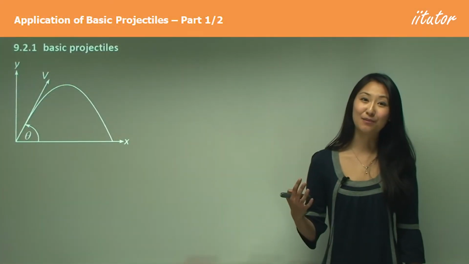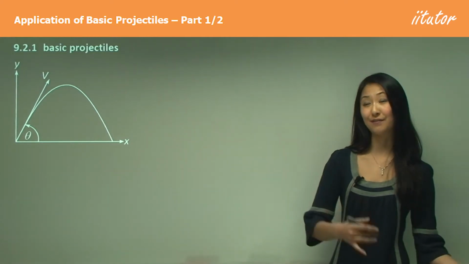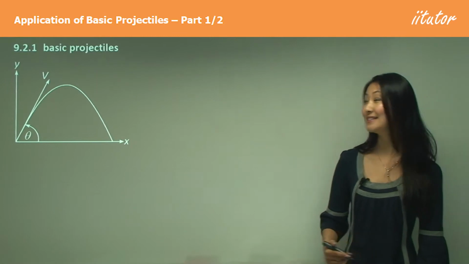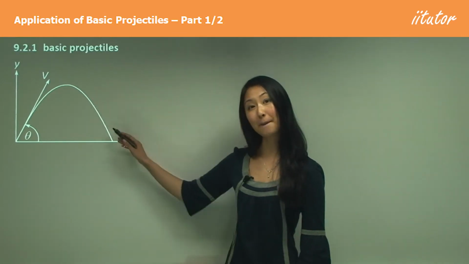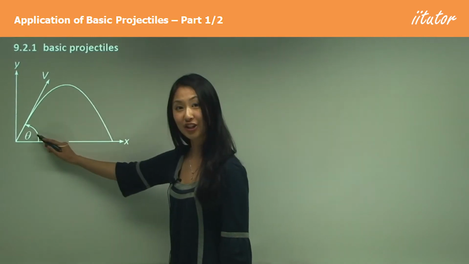Now, just basic projectiles, let's have a quick revision of the various equations that we learned in our previous module. So remember, this is a basic shape of our projectile motion, and that was our velocity, and this was the angle of the projection there.